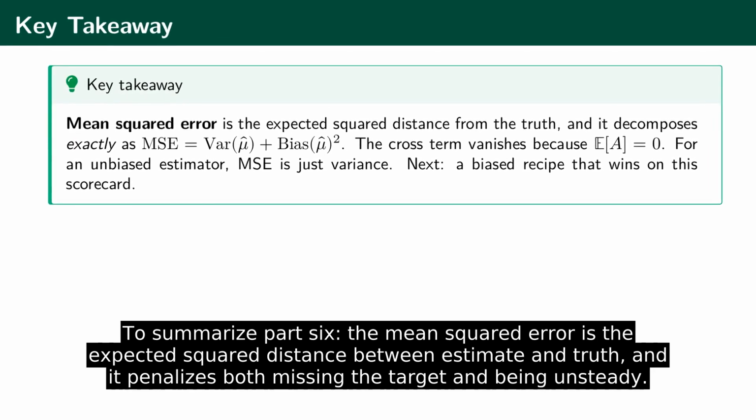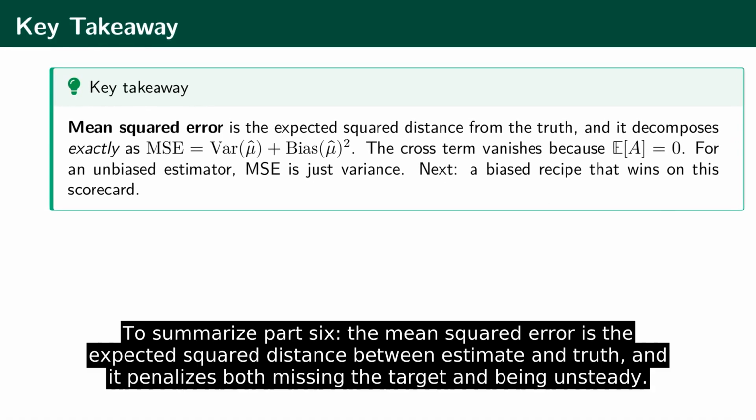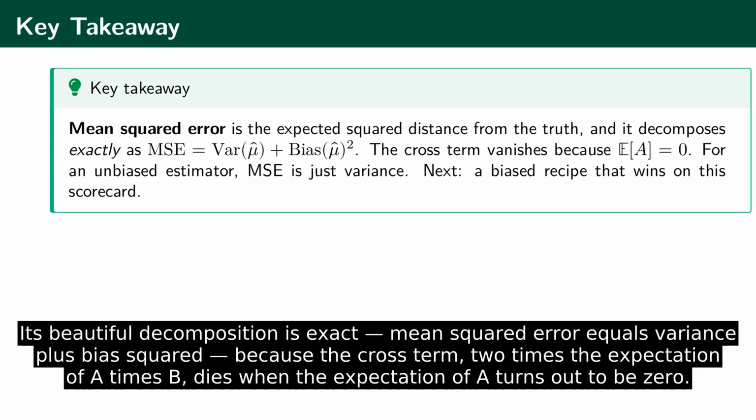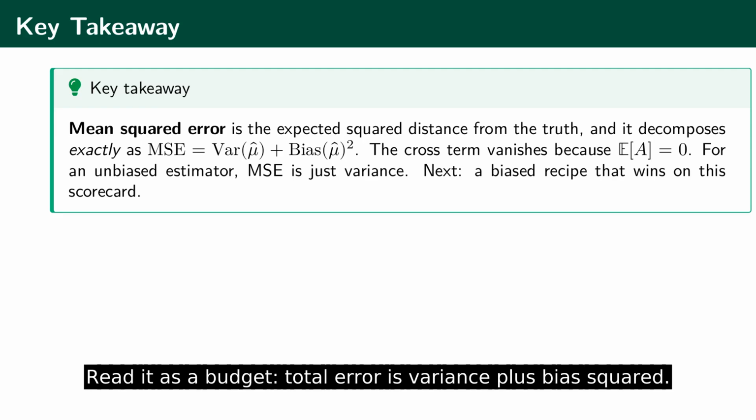To summarize part 6, the mean squared error is the expected squared distance between estimate and truth, and it penalizes both missing the target and being unsteady. Its beautiful decomposition is exact. Mean squared error equals variance plus bias squared because the cross term, 2 times the expectation of A times B, dies when the expectation of A turns out to be 0. Read it as a budget. Total error is variance plus bias squared.